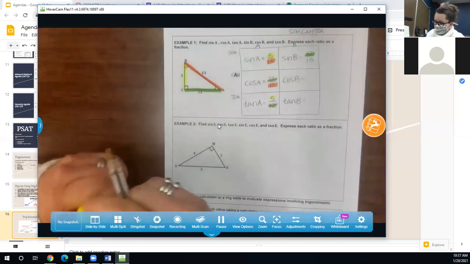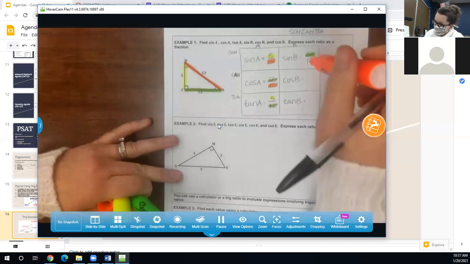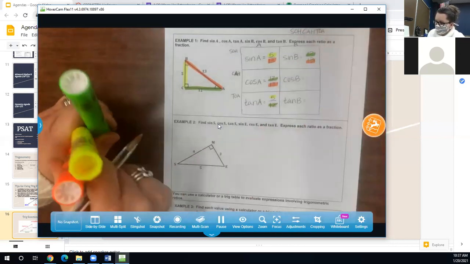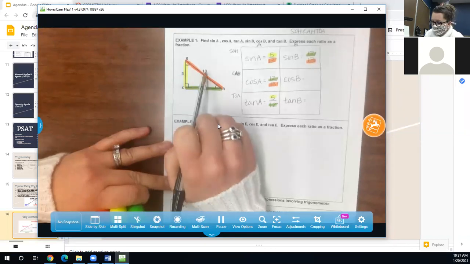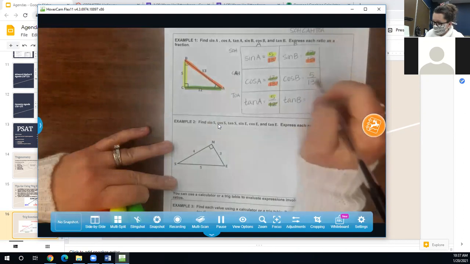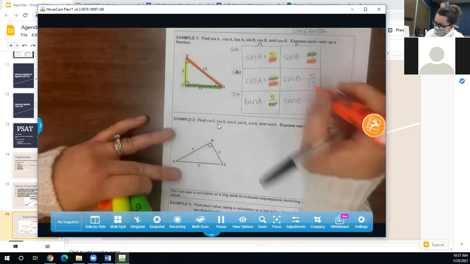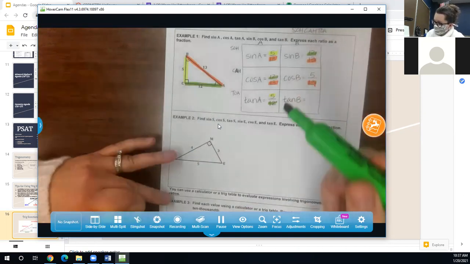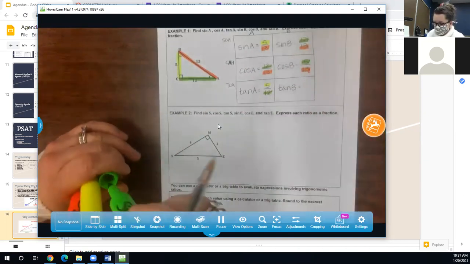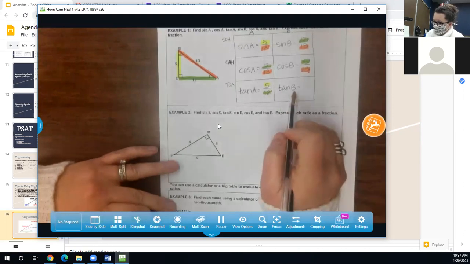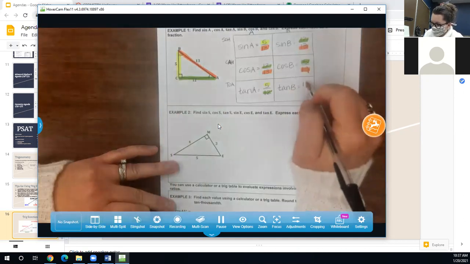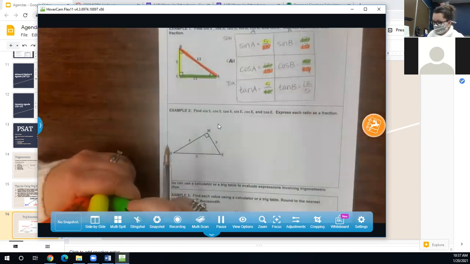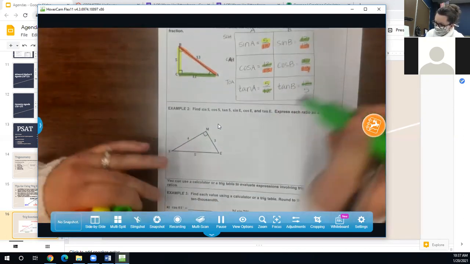Noticing anything here as you're looking at them next to each other? Cosine of B is next door neighbor divided by hypotenuse, 5 divided by 13. And then tangent B, or TOA, is opposite across the street neighbor divided by next door neighbor, 12 divided by 5.